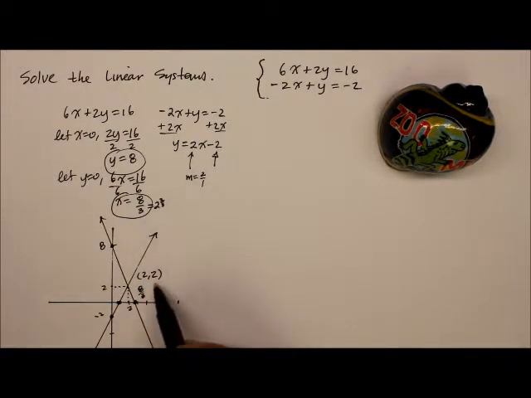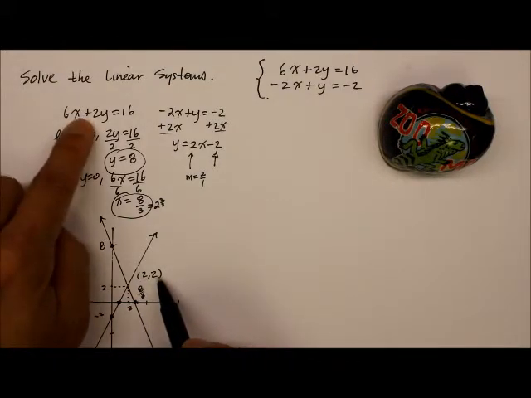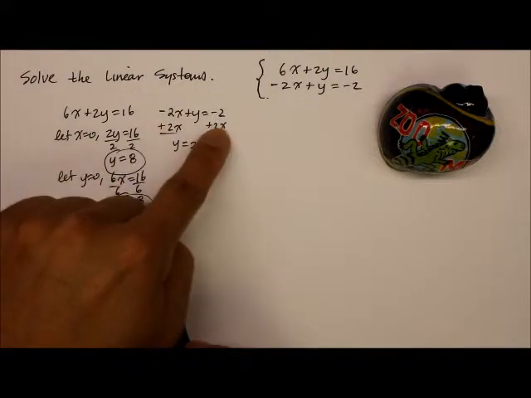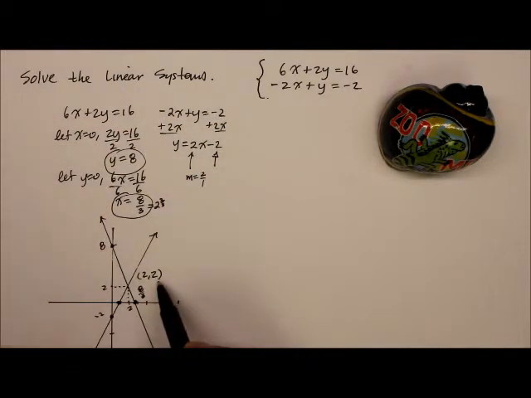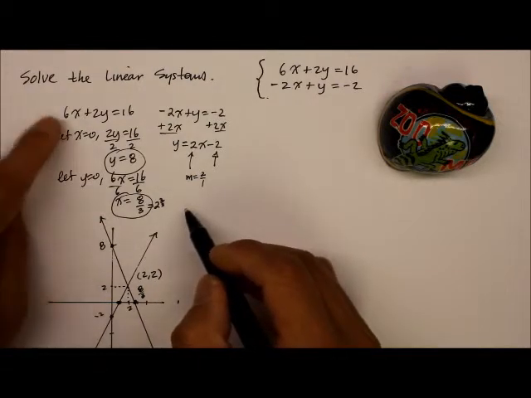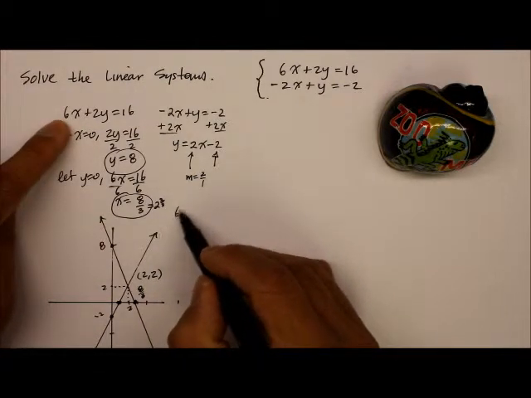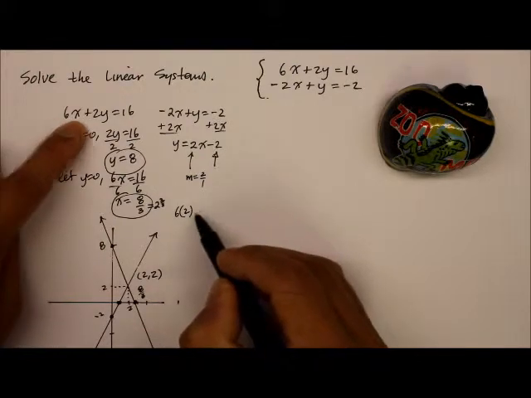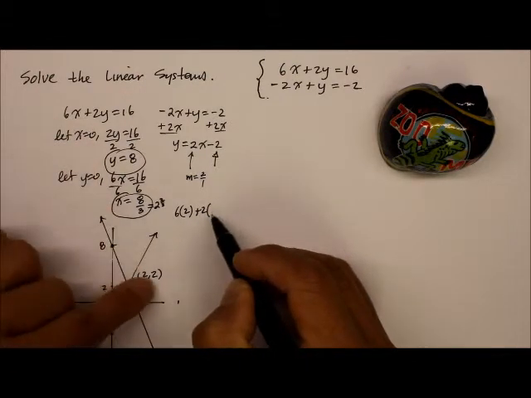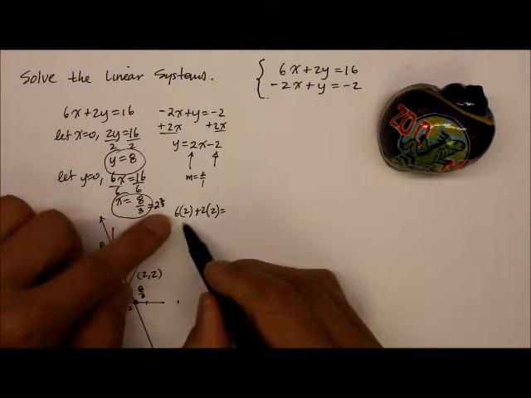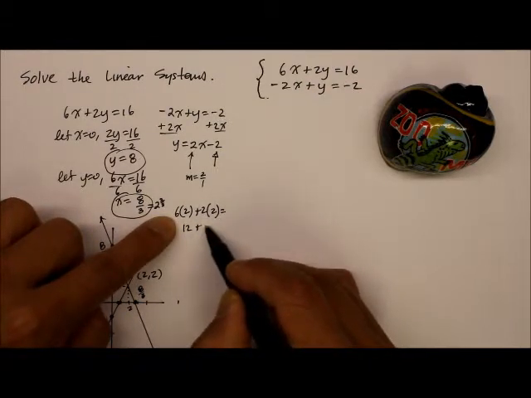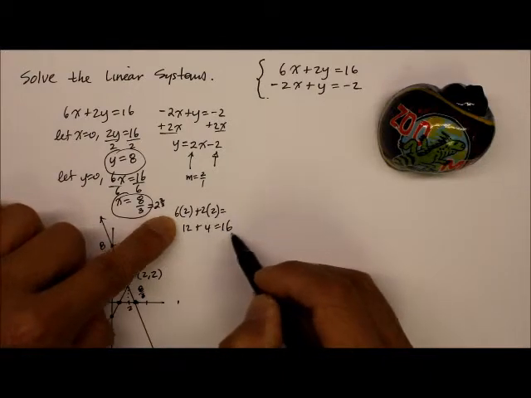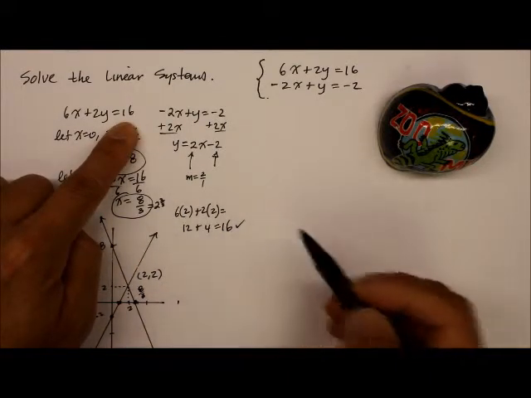Now how do I know if that's the right answer? Well, you have to substitute the x and y coordinates into both equations. And if it does equal, in fact, negative 2 on the second equation and 16 on the first, it means it's correct. So let's do that. Substituting into the first one, 6 times x, which I said was 2, plus 2 times y, which is also 2. That gives me 6 times 2, which is 12, plus 2 times 2 is 4. That's 16. There it is. So that one works out.